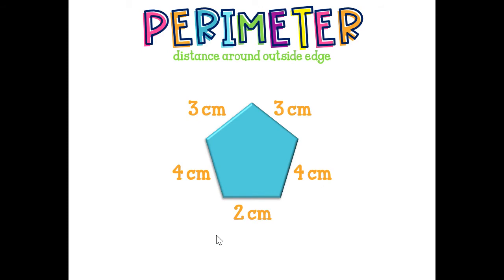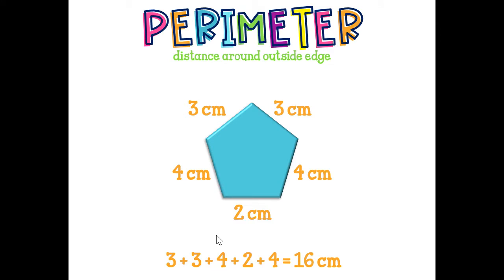What about a shape that has five sides? Same thing, we're going to add up every single side. And since I have five sides on this polygon, I'm going to have five numbers in my equation. So 3 plus 3 plus 4 plus 2 plus 4 equals 16 centimeters.